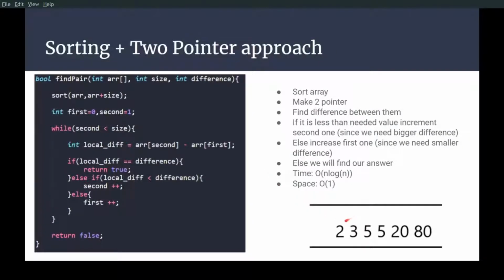Exactly. So what he said is that, let's say my first pointer is here, second pointer is here, right? So the difference is currently 3 minus 2, 1. So my local difference is less than my difference. So I have to increase this pointer. Now if I have increased my second pointer, then my difference will be 5 minus 2, so that will be 3. So my difference is increasing, right? So that's how I will keep incrementing the second pointer till the point where I've found the answer or something like that. So that's how we usually work.